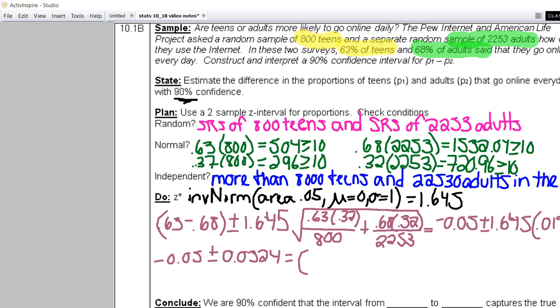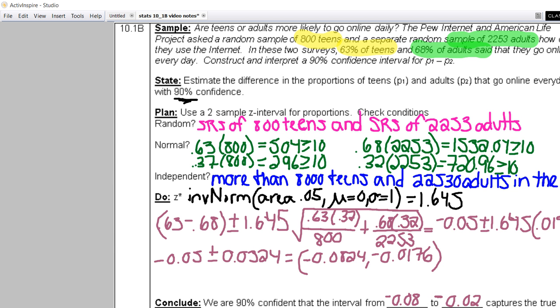And so now this is going to give us an interval. I'm going to take the negative 0.05 and subtract that 0.0324, which is going to give me a negative 0.0824. And then I'm going to take that negative 0.05 and add the 0.0324, which gives me an upper bound of negative 0.0176. And now I have my interval. So we are 90% confident that the interval from negative 0.08 to negative 0.02 captures the true difference in the proportion of teens and the proportion of adults that go online every day.